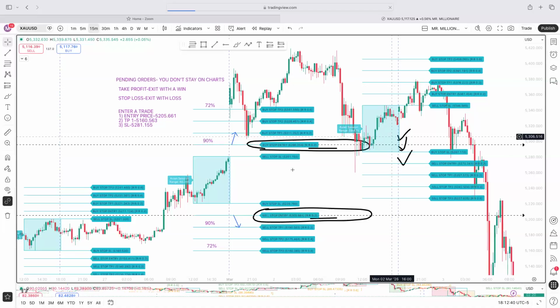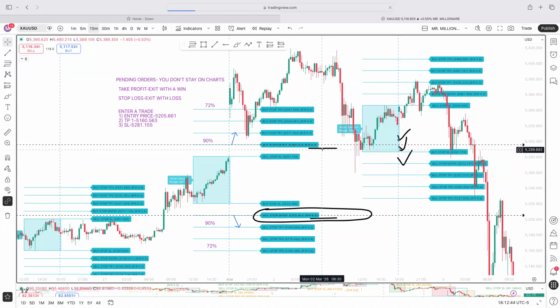And last but not least, when PipJuice triggers one of these and gives you an alert, what you're going to do is go into whichever trading platform that you're currently using, and you're going to delete the other pending order. So what do I mean by that?